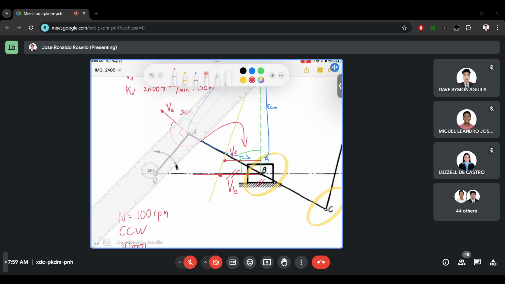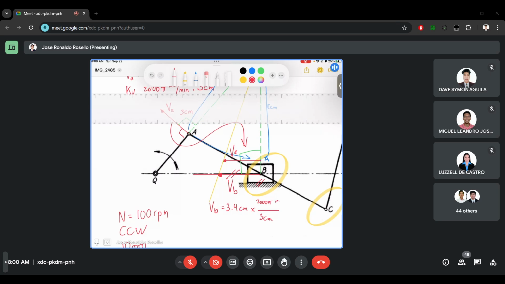So once we have that, let's use a ruler. 1, 2, 3.4. So velocity B is equal to 3.4 centimeters. Let's just multiply it with the kV, that for every 3 centimeters, we have 2000 pi mm per minute. Cancel centimeter. You will have 6,800.